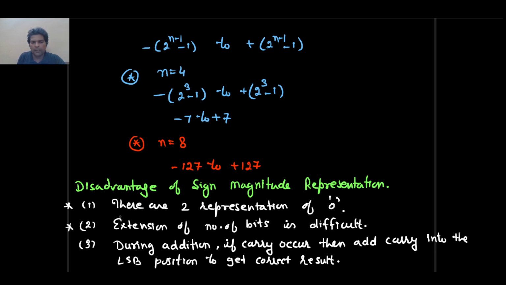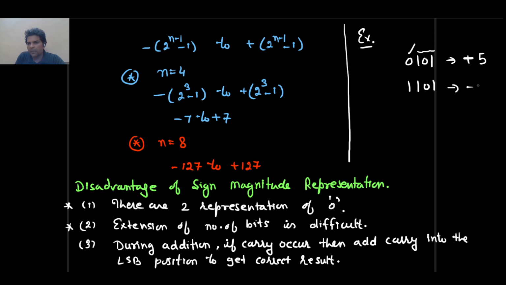Extension of number of bits means, let's say I am writing one example. Let's say we have the number 0101. This number is plus 5, because this MSB is positive and the remaining bits are magnitude. So that is plus 5. Correct. If suppose minus 5 is there, then minus 5 is 1101. So this is minus 5.